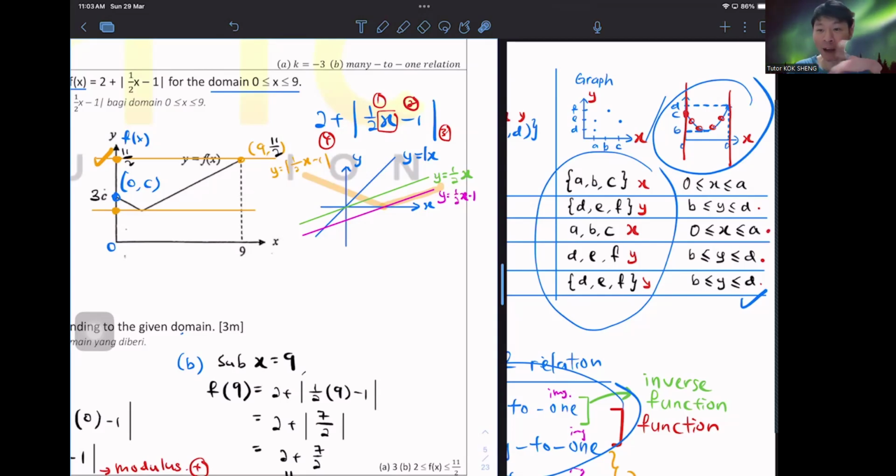Okay, for linear only, we start from y equals 1x, and we change the whole thing. So starting from here, y equals 1x becomes y equals 1 over 2x minus 1, followed by the modulus, and the last one plus 2. Okay, so are you okay until here?